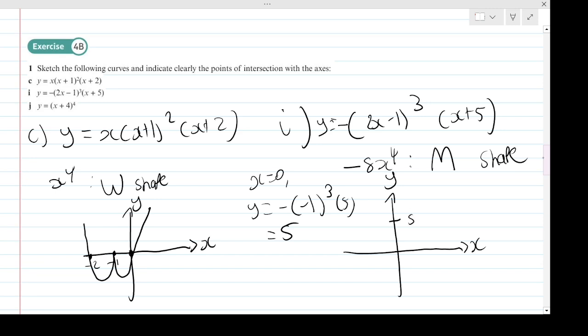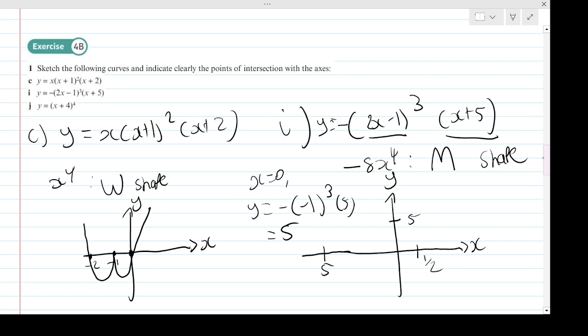Lastly, we need the roots. That's when each bracket equals 0. So 2x minus 1 equals 0, which means x would actually be a half. So let's say it's about there, at a half. And for the other root, the other bracket would be x plus 5 equals 0, so x would be minus 5. So actually, it'd probably be about there somewhere.